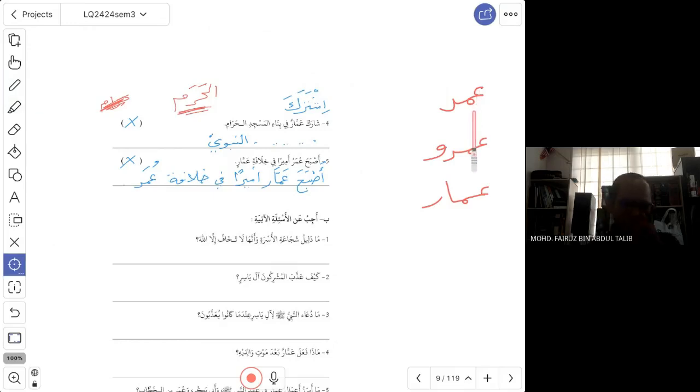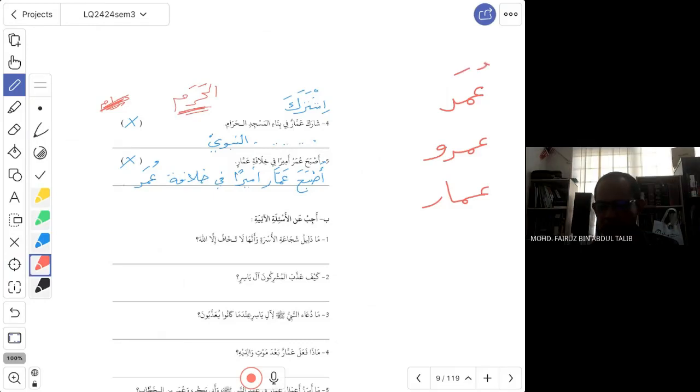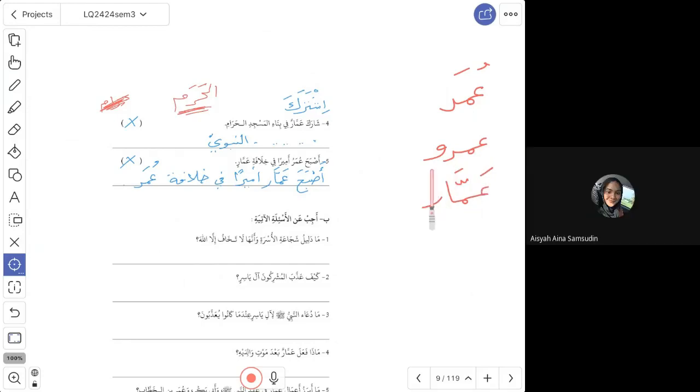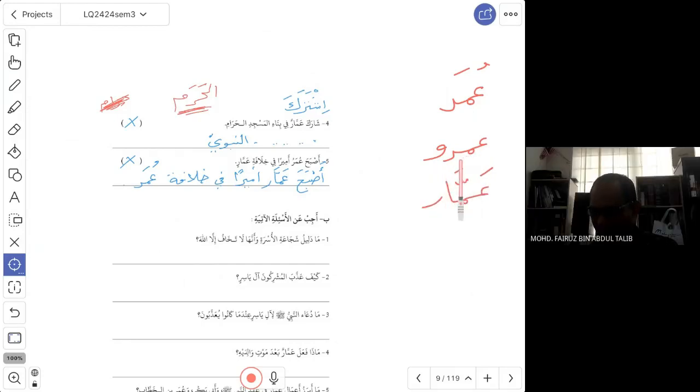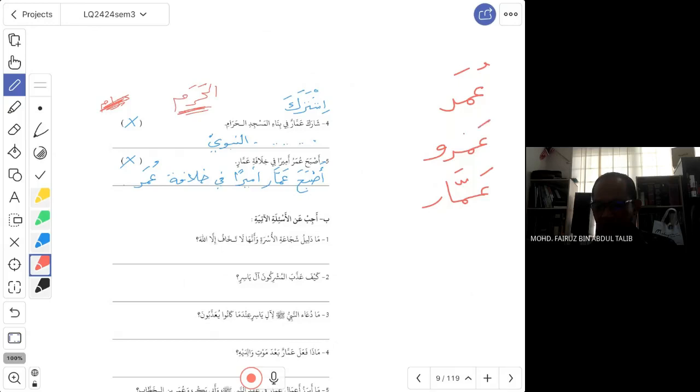How do you read the first one? Ain, Mim, Ra. What is his name? Ma ismuhu? Umar. Ain, Mim, Ra is Omar. And Ain, Mim, Alif, Ra, the third one, is Ammar. What about the second one? Omaru? This is not Omar, which is without the waw. Amru. Good. This is Amr.